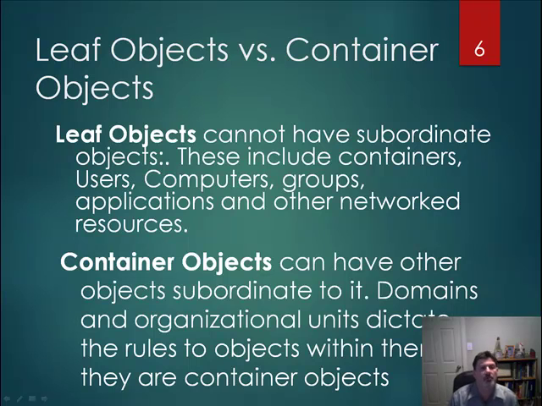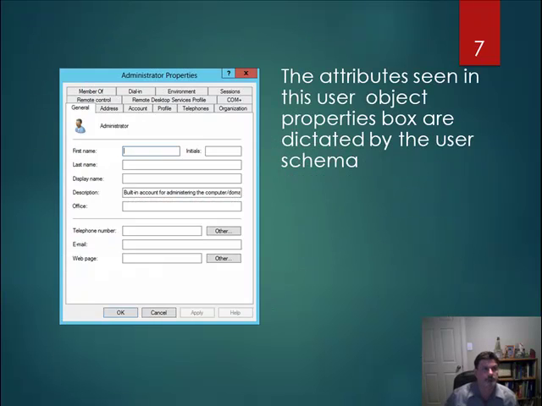Container objects: domains, organizational units, these are container objects. And if I put something in a container object, then the rules that I have assigned to that container object will be dictated to the objects within those containers. So domains and organizational units are the two big container objects that we talk about, and anything I put in them will become subordinate to the rules I set up for them. We'll talk about organizational units again in a little bit.